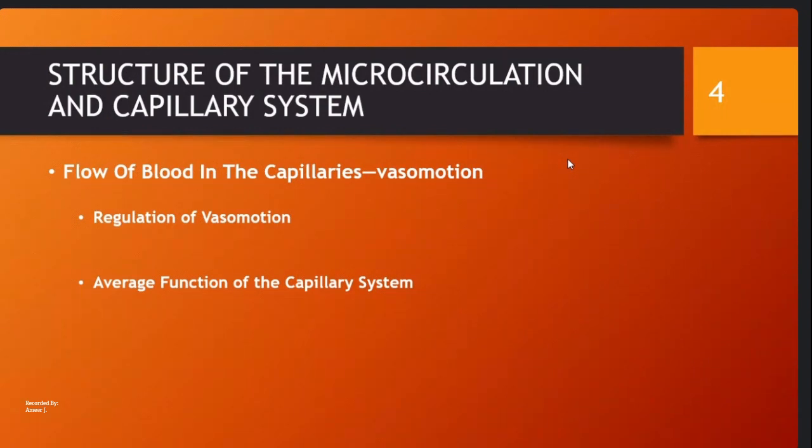When we are talking about the capillaries' function, we are not talking about the single-time blood flow in one capillary bed. We are talking about the average function of the capillary system. Sometimes the capillary system receives a high level of blood flow, and sometimes it is not needed, and a lower level of blood flow will form.